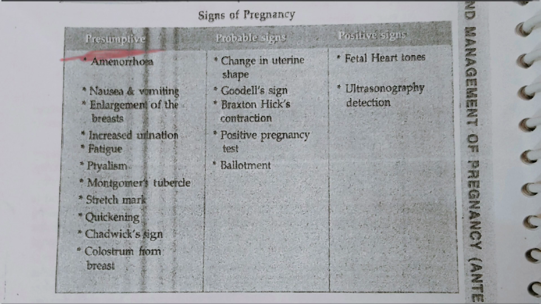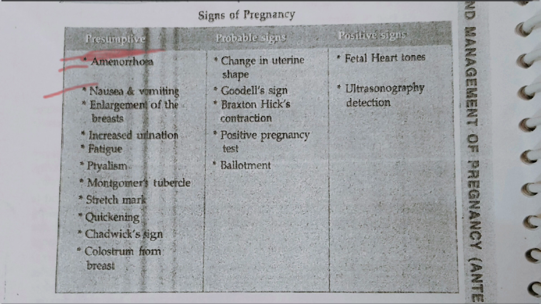Now first let's see the preconceptive sign, that is the complaints or the signs and symptoms that we receive from the mother at the time of pregnancy. In pregnancy, almost all women complain about amenorrhea. What is amenorrhea? That is nothing but the absence of menstruation. Next, nausea and vomiting. Nausea and vomiting is generally seen in 50% of women, and is generally felt early in the morning, soon after waking up. The mother feels like vomiting, and that is also known as morning sickness.